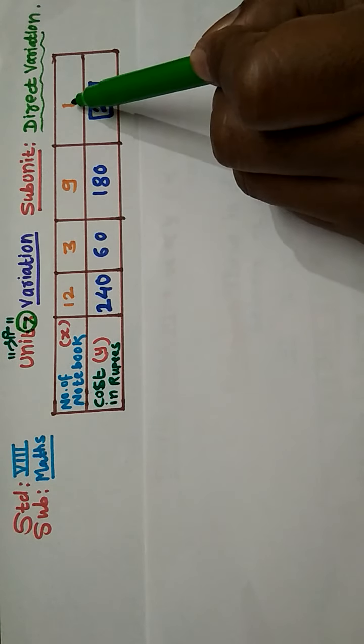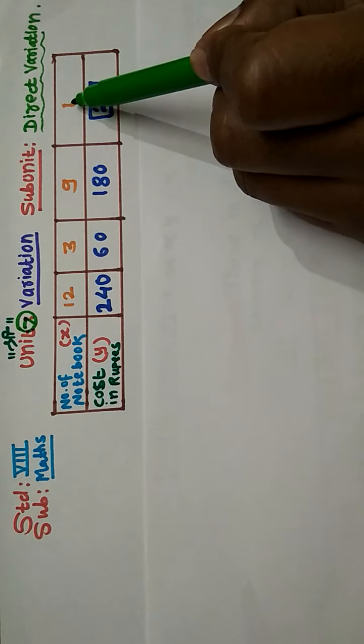For three notebooks, what is the price? 3 into 20 means 60. For example, for 12 notebooks, 12 into 20 means 240 rupees are required to pay the cost of 12 notebooks. For 9 notebooks, we pay 9 into 20, which means 180.